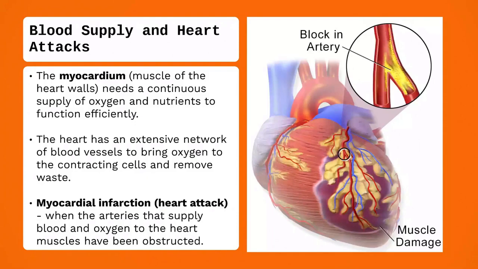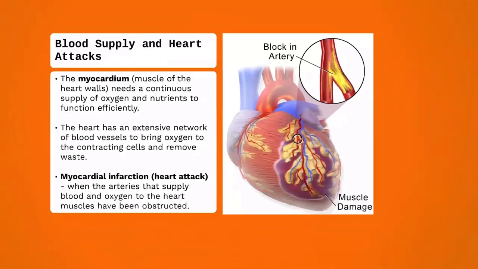A myocardial infarction, or heart attack, is when the arteries that supply blood and oxygen to the heart muscle have been obstructed. So this is resulting in the heart not being able to get the oxygen it needs. And as you can see in this picture, we have the block and the ultimate damage in the muscle, so the damage in the myocardium, which affects the way the heart beats.